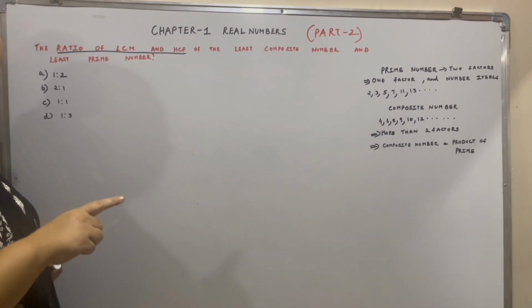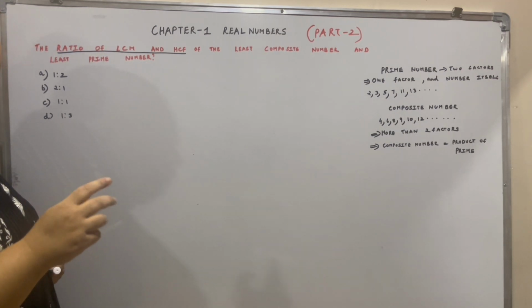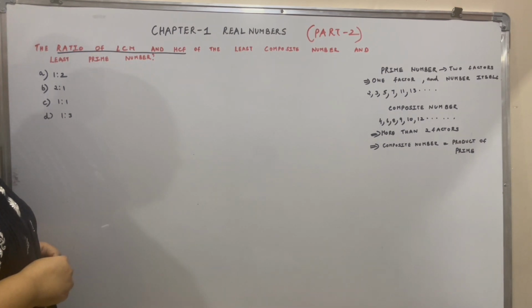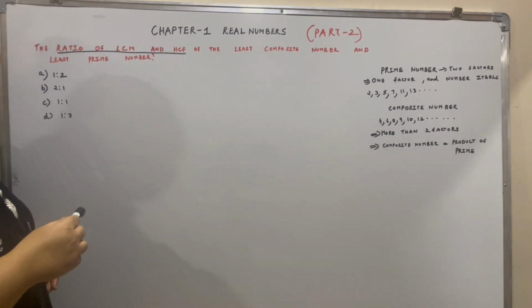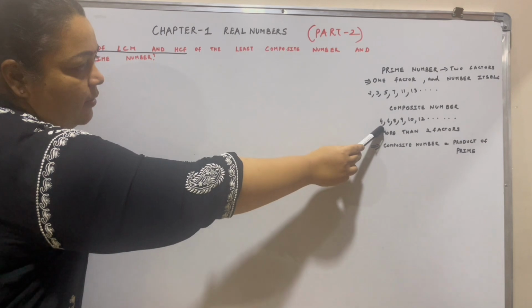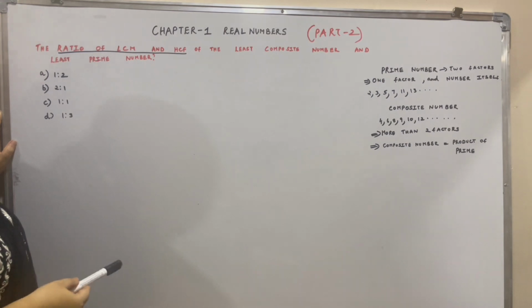A prime number has only two factors: one and the number itself. So 2, 3, 5, 7, 11, 13 are prime numbers. Composite numbers have more than two factors. That is, 4, which is not a prime number, will be a composite number. So 4, 6, 8, 9, 10, 12 are composite numbers.